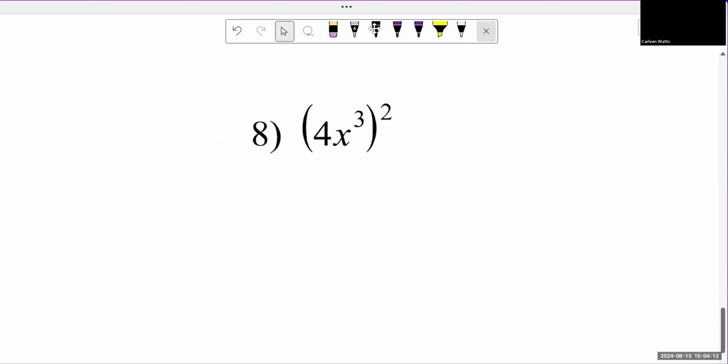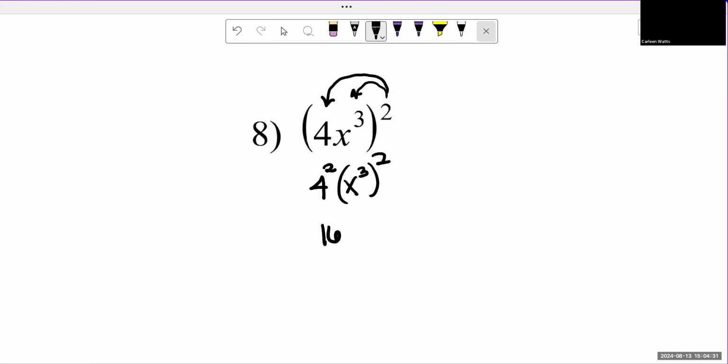Okay, this exponent now, it works just like distributive works, but it's not distributive. Don't call it distributive. So we have 4 squared and x cubed squared. 4 squared is 16. X has superpowers, so we multiply. And there you go.